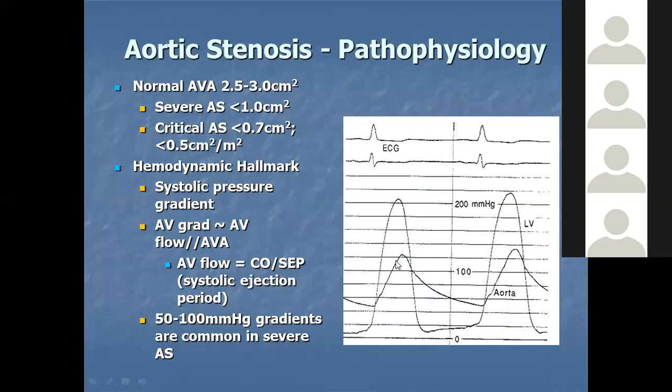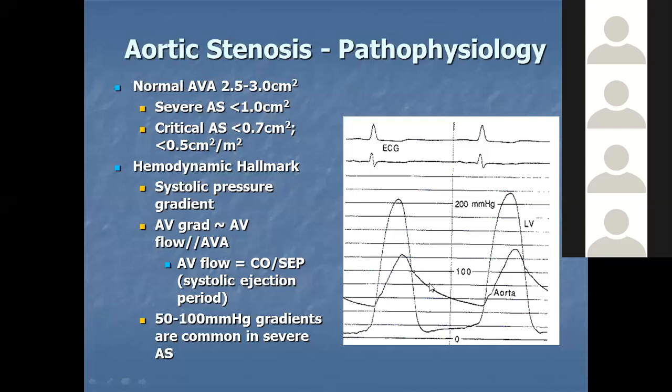Normally LV pressures are the same as aortic pressures. But when there is valve stenosis, the LV pressures are the same or maybe increased because they are pushing against the closed valve. So they are increased, but the aortic pressures are decreased. These are because of blockage in the aortic valve. The normal aortic valve area is 2.5 to 3 square centimeters, but when it is severe it becomes less than 1 square centimeter, and in critical it may go down to 0.7 or 0.5 square centimeter.